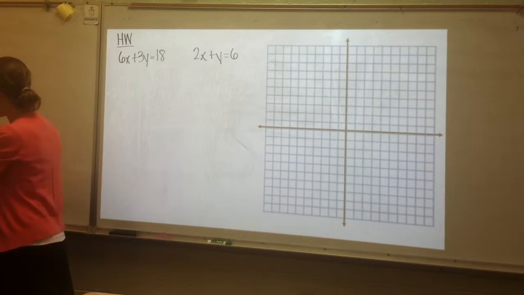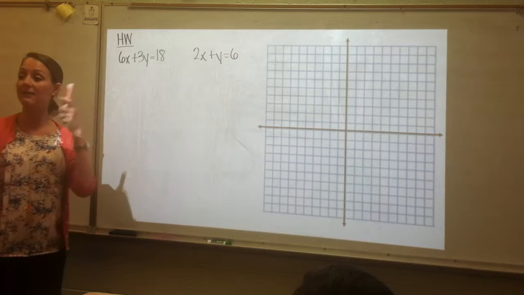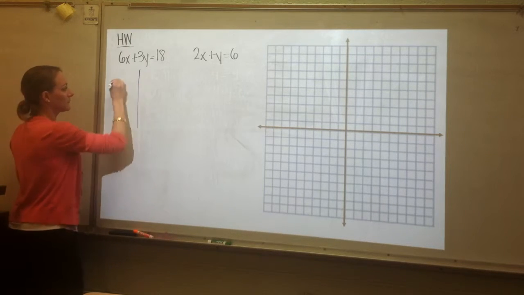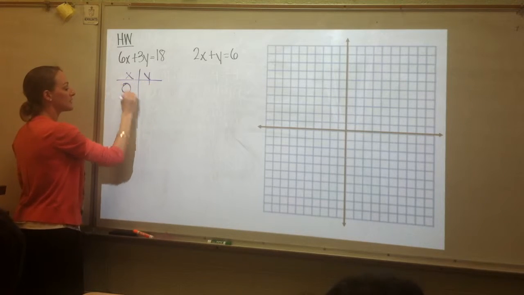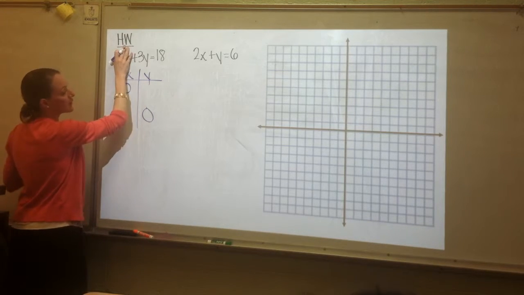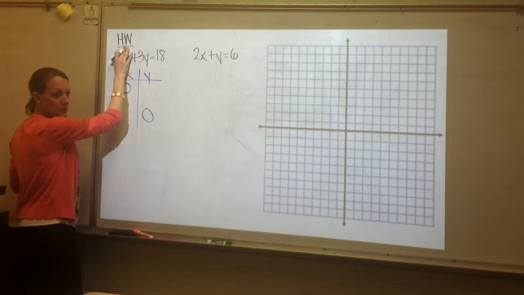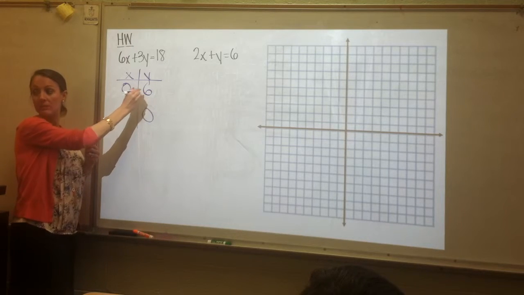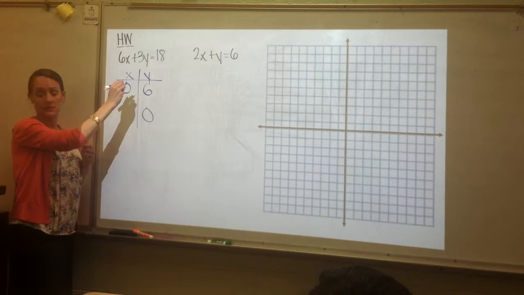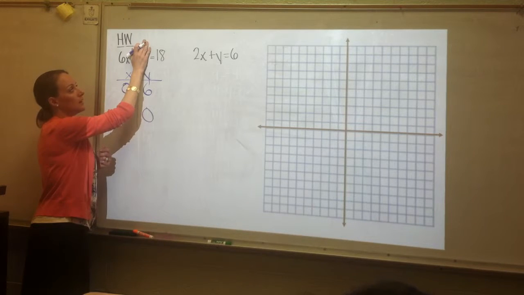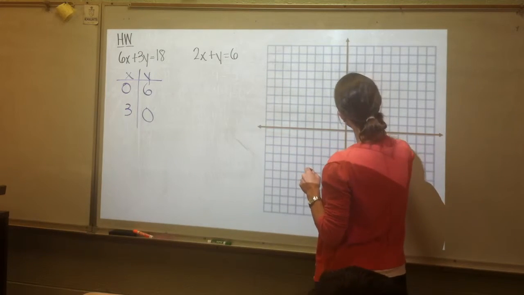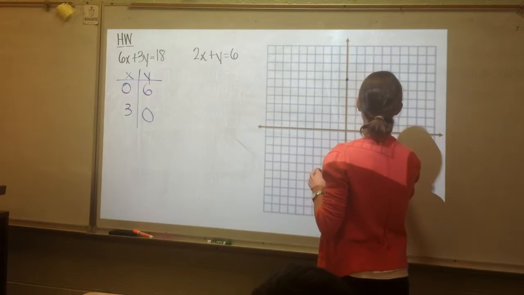And let's discuss. I'm going to do mine in 2 different colors. I'm going to find my x-intercept, find my y-intercept, and graph. Ready? So, when x equals 0, what does y equal? 6. Take the pen, ruler. When y equals 0, what does x equal? 3. So let's graph this line. Over 0 up 6. Over 3 up 0.